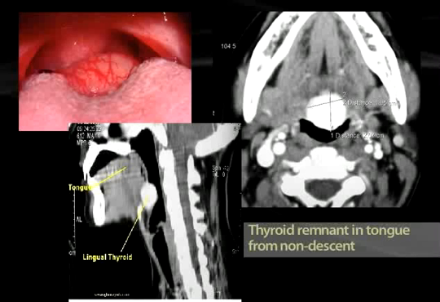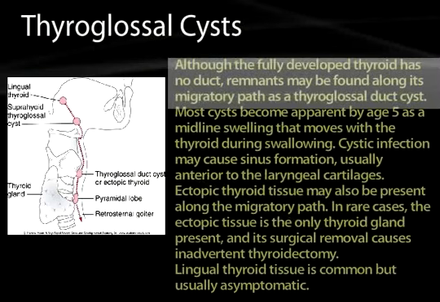If it moves during swallowing, that's a key red flag issue to tell that it is a thyroid tissue. Cysts can be formed along the entire path of the migration of that thyroid tissue all the way down into the neck. The problem with cysts is that they may be remnants of thyroid that are fully functional, but there's no drainage path for them.